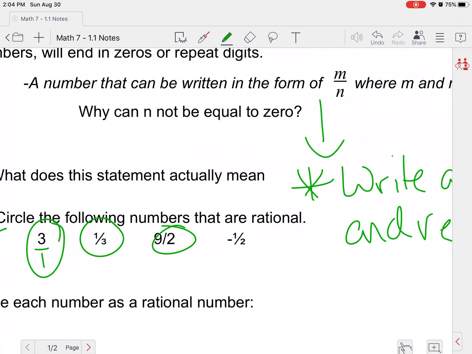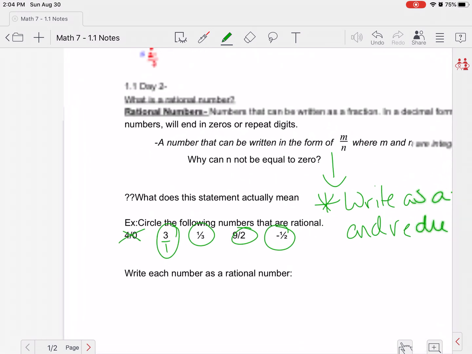Okay? Go ahead and think for a second, is negative 1/2 a rational number? It is. It's a fraction. It's negative, but they said the numbers on top and the numbers on bottom, or our numerator and denominator, can be integers, and integers can be negative. So negative fractions are still rational numbers. Okay? So the next part is on the next page.